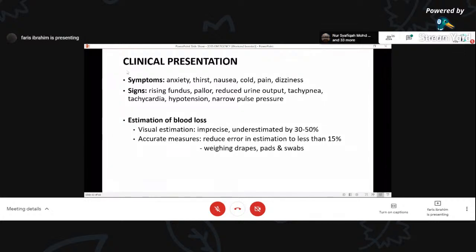Okay. So estimation of blood loss. When we talk about estimation of blood loss, if you think using your common sense kan, kalau kita fikir sama-sama, macam mana you want to quantify? You cannot quantify. If you quantify, your quantification will be imprecise. So that's why there will be a more accurate measurement with less than 15% error. So kita guna apa? Kita guna weighing drapes, pads and swabs.